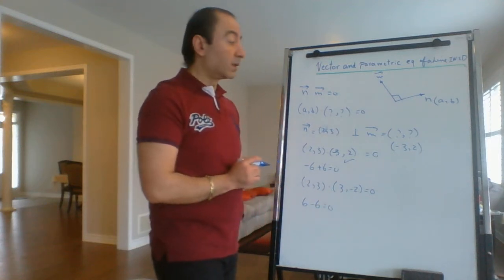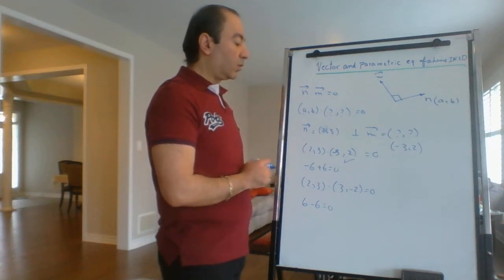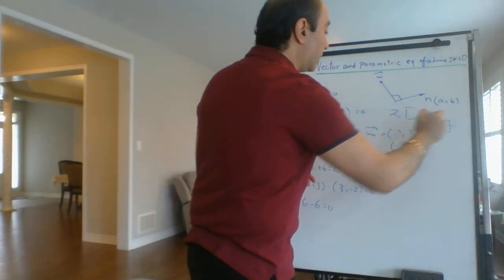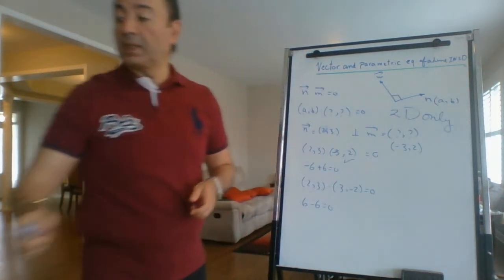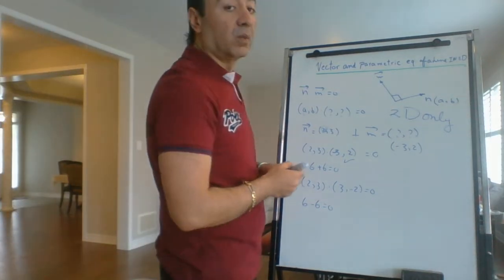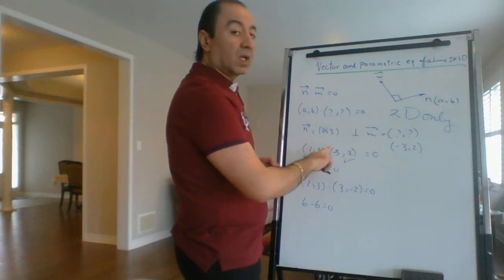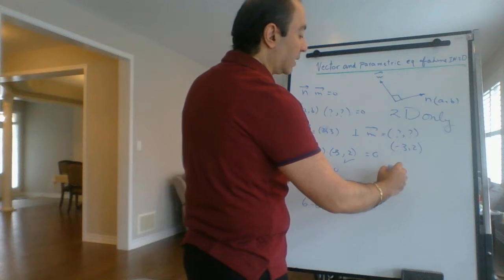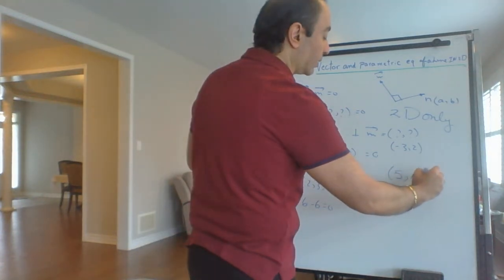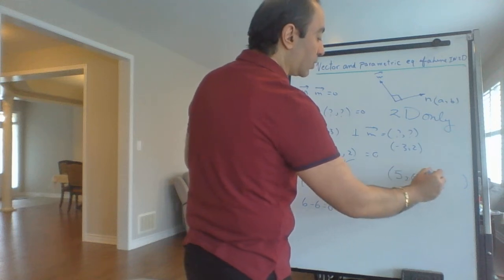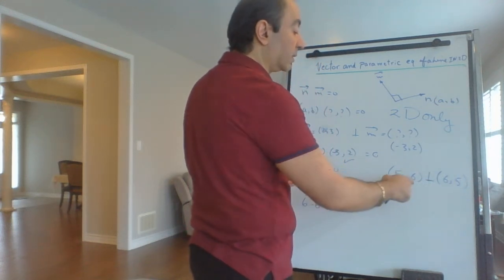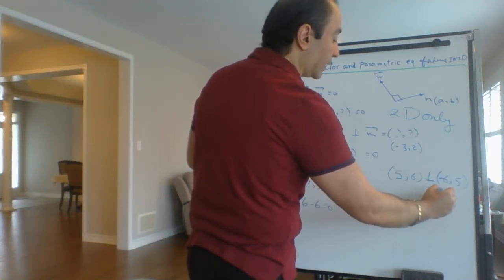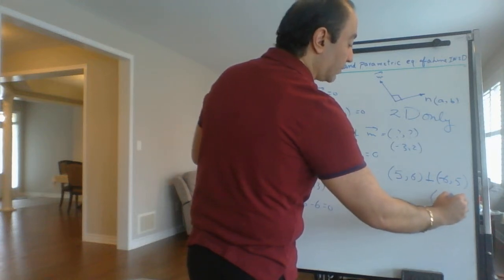So in general, if you have any vector in 2D, this is only 2D, and you want to find the vector that's making 90 degrees with it, exchange x and y and change one sign. So for example, if I want to find the vector that's perpendicular to 5, 6, I will exchange x and y, so I will make it 6 and 5. Then I change one sign, either the 6 or the 5. So negative 6 and 5 will work, or 6 and negative 5 will work as well.